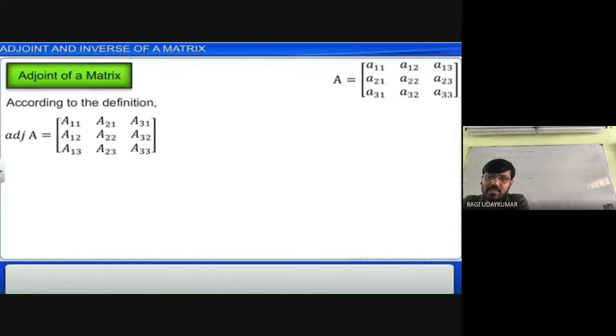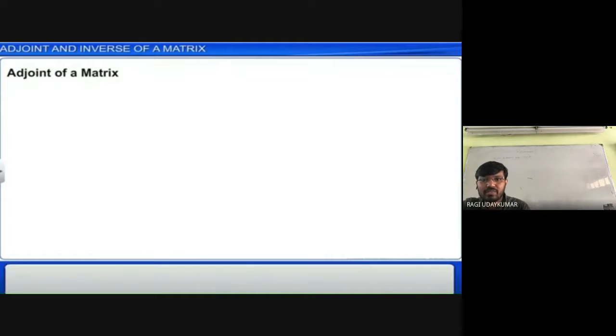Now look at the top: the first row is small a11, small a12, small a13. Now these cofactors are written in a column: capital A11, capital A12, capital A13 as a column, because of the definition of the adjoint matrix. How do you define the adjoint of a matrix? The transpose of the matrix obtained by replacing every element with its cofactor is called the adjoint of the given matrix. The adjoint of the matrix is denoted by adj A.